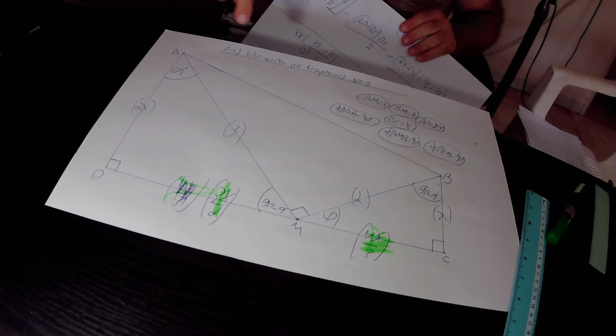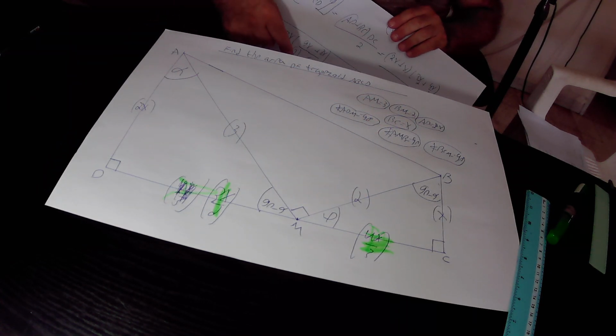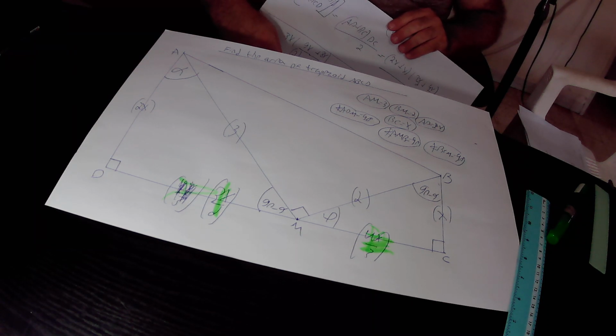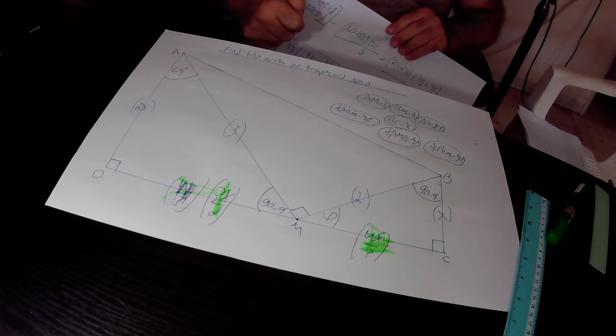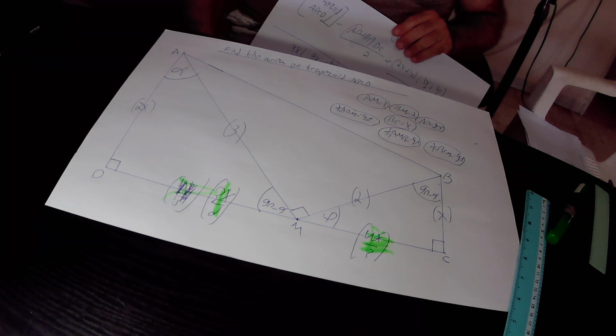So the area of this trapezoid ABCD is equal to 153 over 25 square units. In terms of decimal numbers, the area of this trapezoid ABCD is equal to 6.12 square units. Okay, thank you very much.